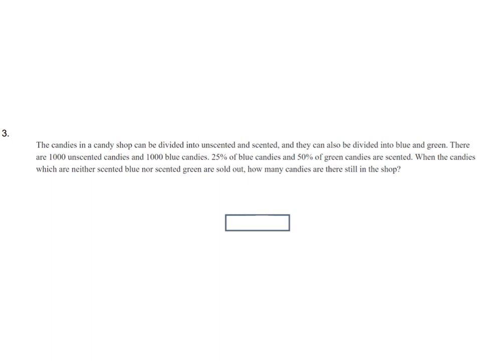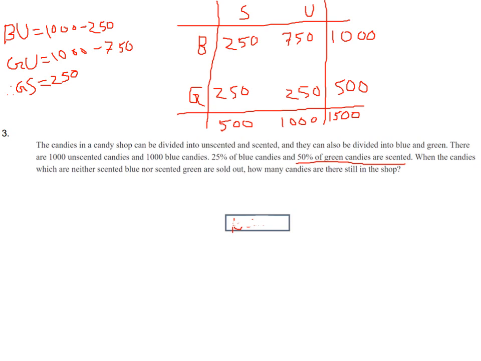As there are 1000 unscented candies and 1000 blue candies and percentages are given, we can use the matrix. So how many scented candies are there? 25% of blue candies are scented. There are 1000 blue candies and 25% of those is 250. So the unscented blue candies will be 750. That can be found by taking the difference between 1000 and 250.